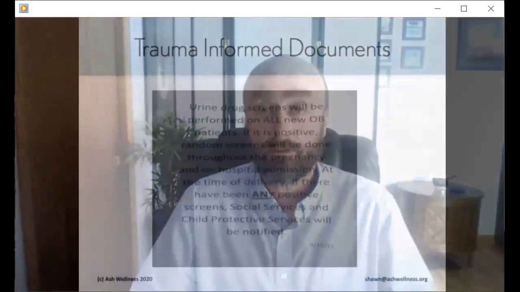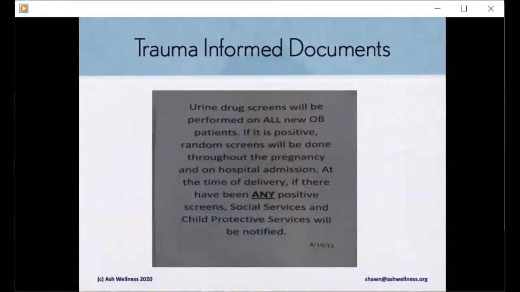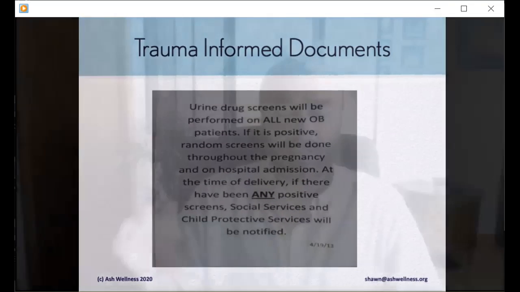And then she sees this on the door: urine drug screens will be performed on all new OB patients. If it is positive, random screens will be done throughout the pregnancy and on hospital admission. At the time of delivery, if there have been any positive screens, social services and child protective services will be notified. Just a show of hands, who's showing up for their appointment?